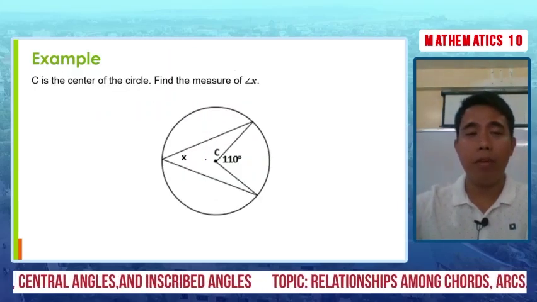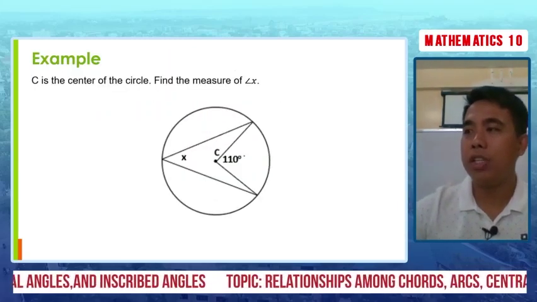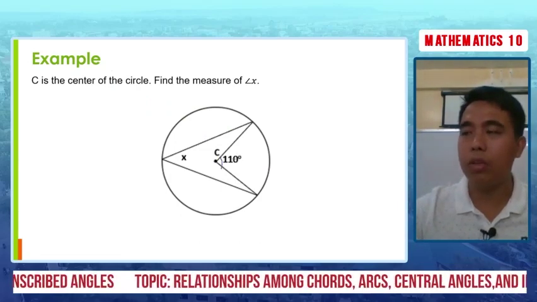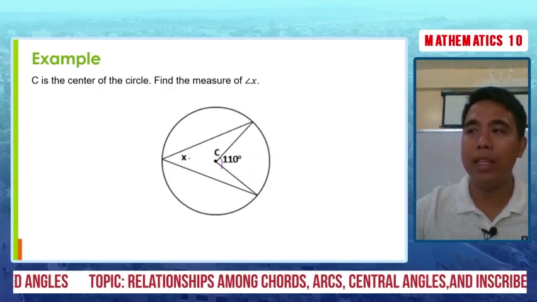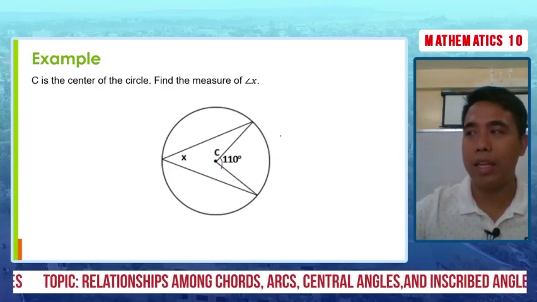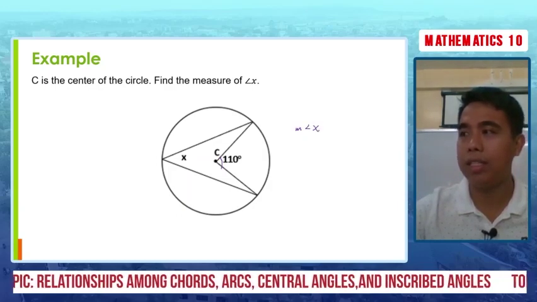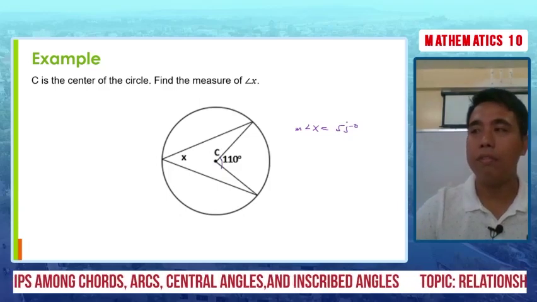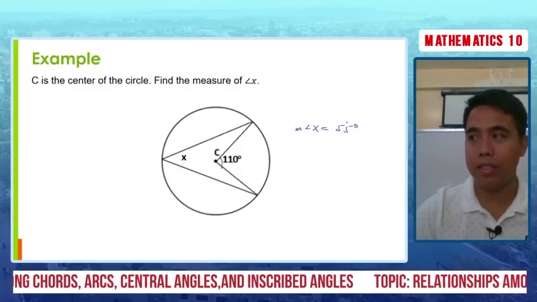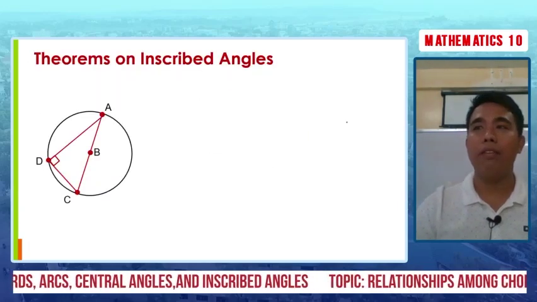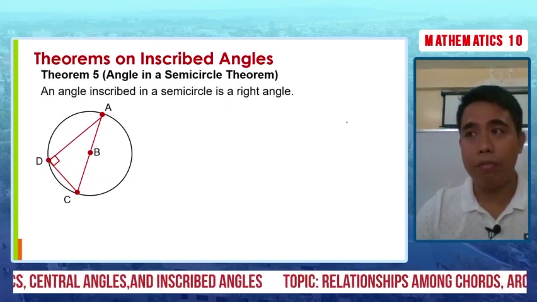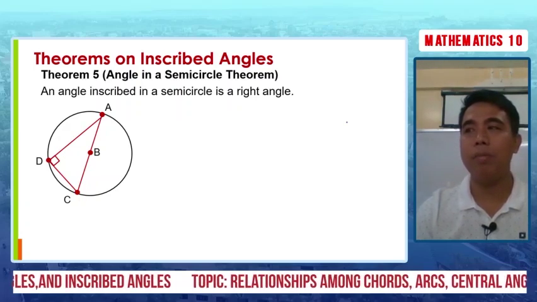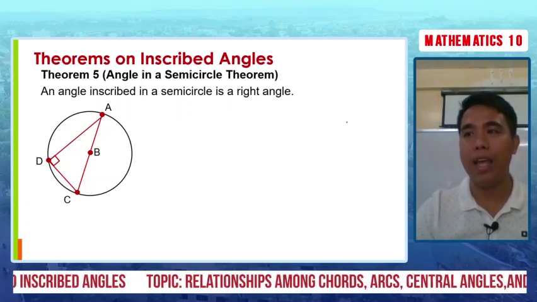Let's have an example of that theorem. If the measure of this angle, angle C, is equal to 110 degrees, what then is the measure of angle X? The measure of angle X is equal to half of this, therefore that is equal to 55 degrees. Let's have another theorem, which is Theorem 5, angle in a semicircle theorem. An angle inscribed in a semicircle is a right angle.